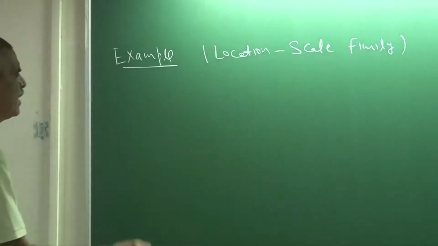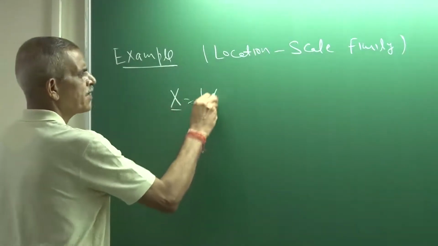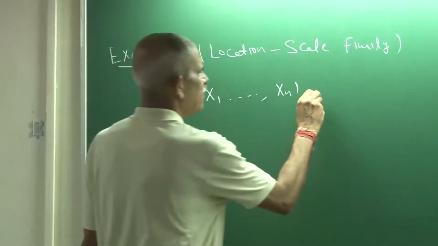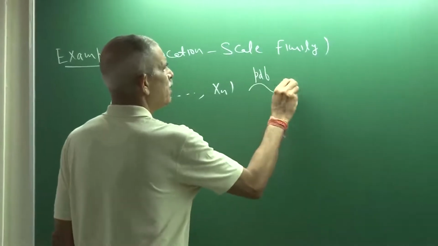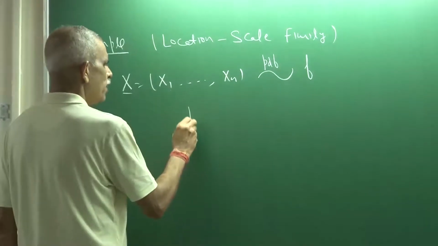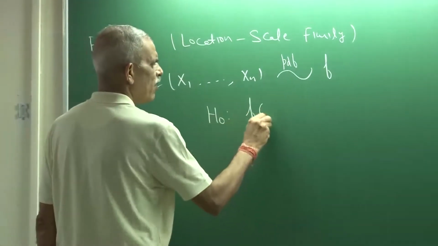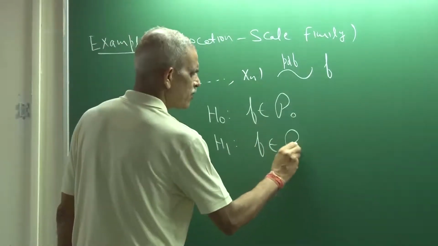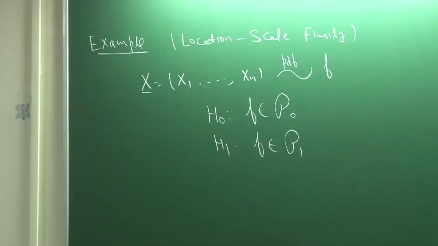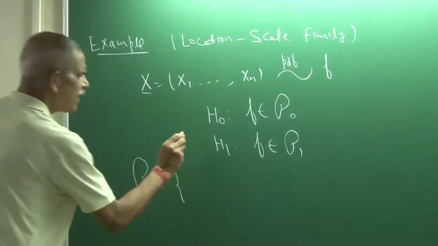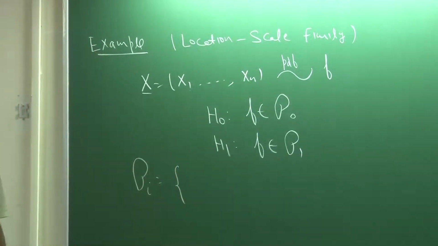So what you have is X, which is data, x1, x2, ..., xn. This has, suppose, PDF f. Now you are interested in testing H0 that f belongs to P0 against H1 that f belongs to P1. Here P0 and P1 are location scale families. So they both are location scale families, but they may have a different functional form and different parameters.